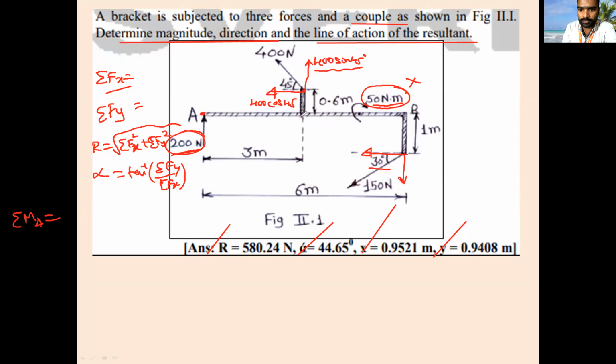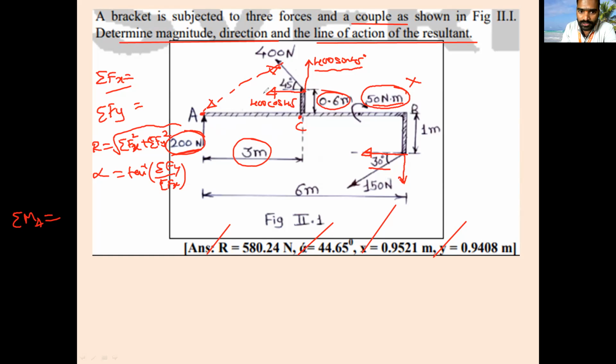Then coming to this point, I will take this as point C. There are two forces, one horizontal and one vertical. Will you consider this inclined force? Do you know the inclined perpendicular distance? No, sir, I don't know. That is why I will take the horizontal component and vertical component. How much is the horizontal distance? 3 meters. The vertical distance is 0.6 meters. So I will consider horizontal and vertical.